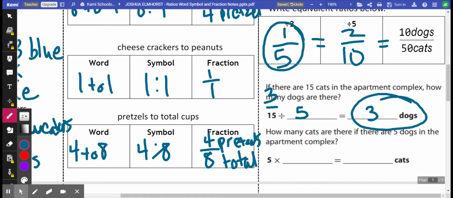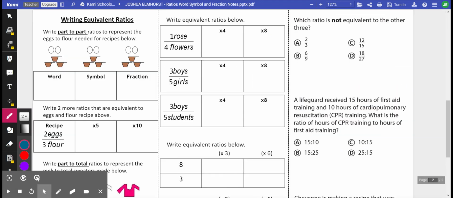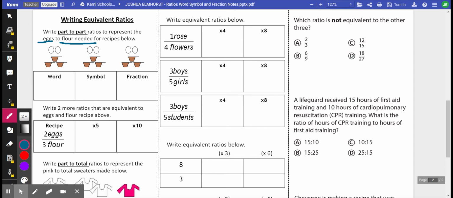So how many cats are there if there are 5 dogs in the apartment complex? If it's dogs, now we're multiplying by 5. If there are 5 dogs and we're using that same factor, multiplying by 5, then there are going to be 25 cats in the apartment.